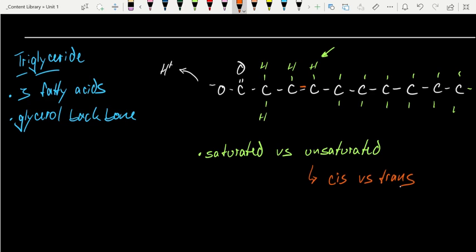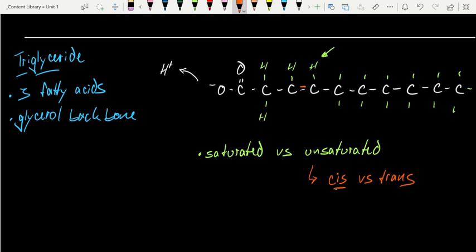I'm not saying all trans fats are bad. Your body actually makes some trans fats, but commercial trans fats are generally speaking not good for you. And when you hear the term trans fat, that's what it's referring to. It's referring to a commercial trans fat. So what we really want to focus on is this idea of cis.